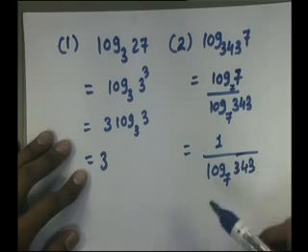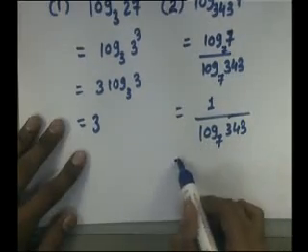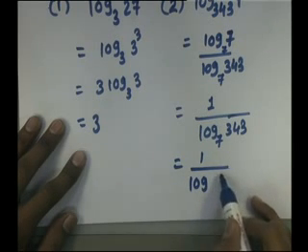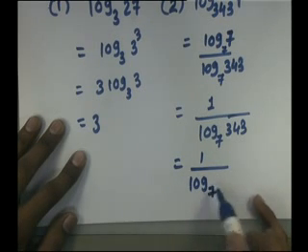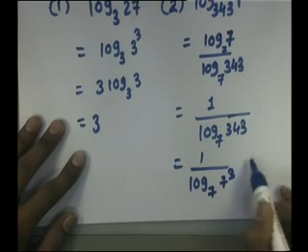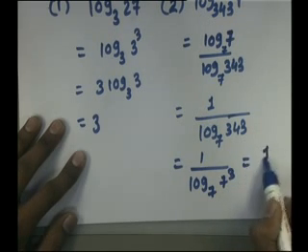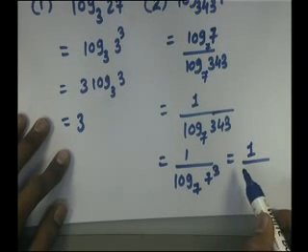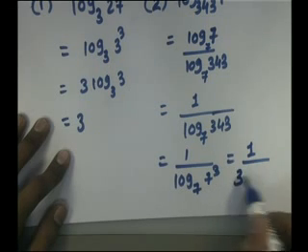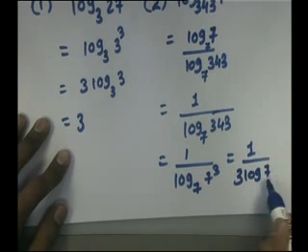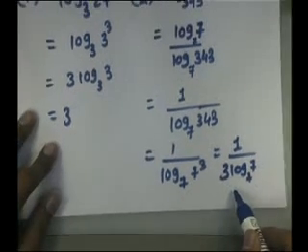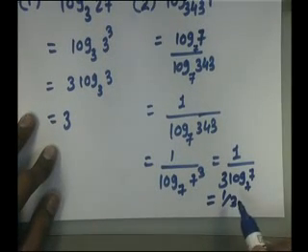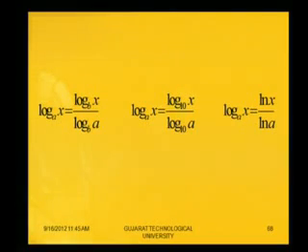And 343 can be written as a power of 7. That is 1 by log base 7 of 7 cube. In the denominator we will apply the power property of logarithm, and 3 will come forward. So 3 times log base 7 of 7, and log a to the base a is 1. So the answer is 1 by 3. Let us see the next example.